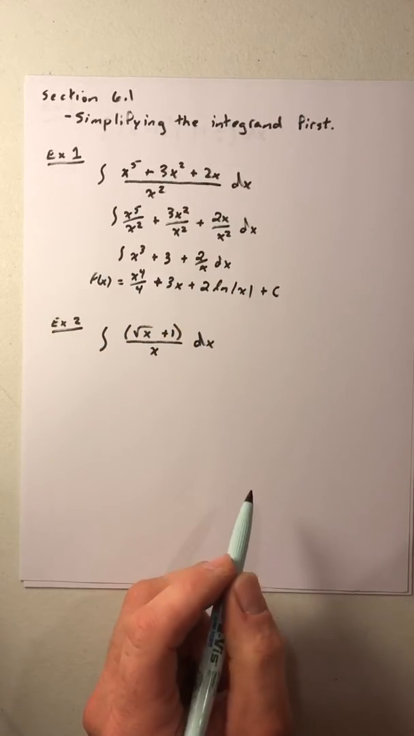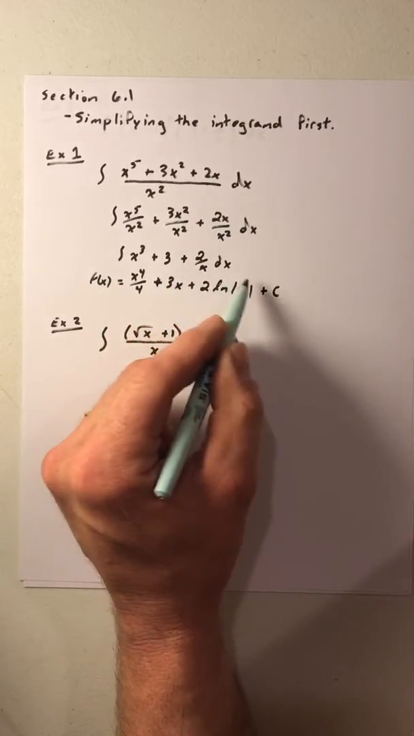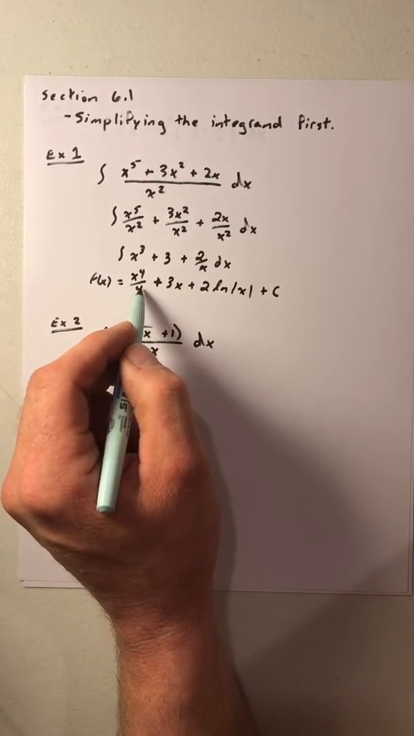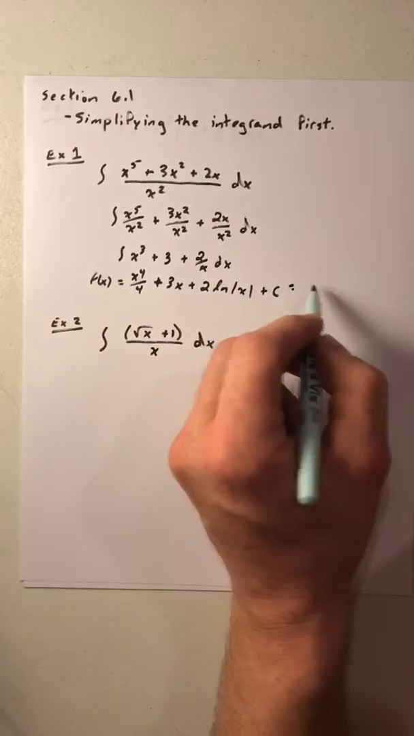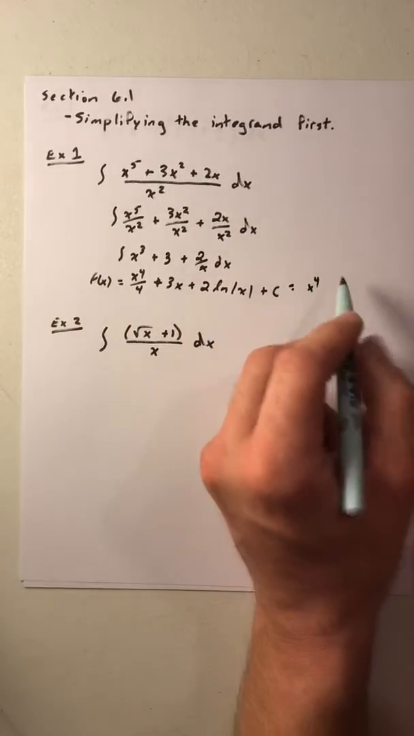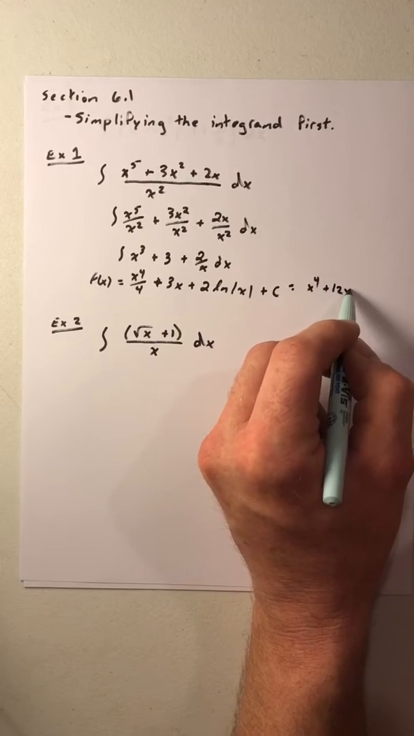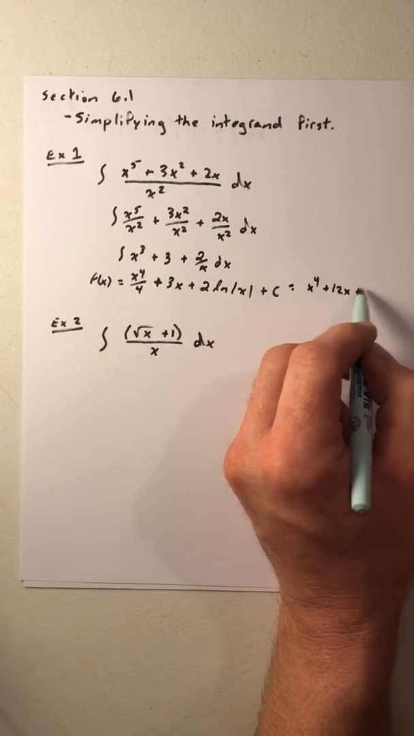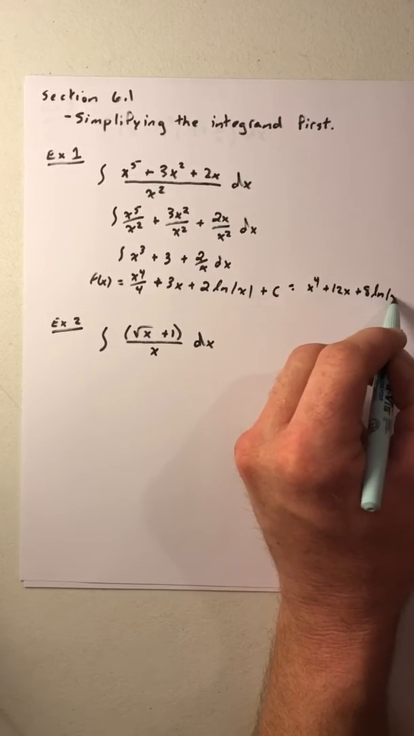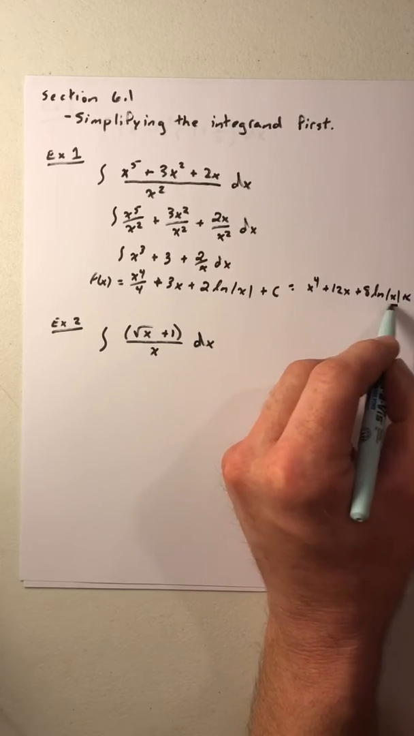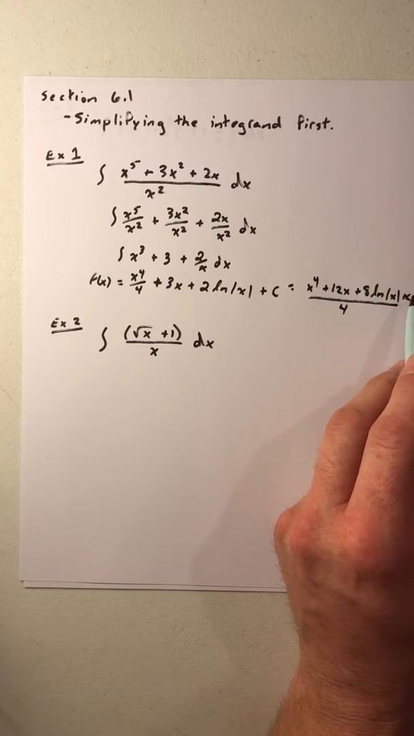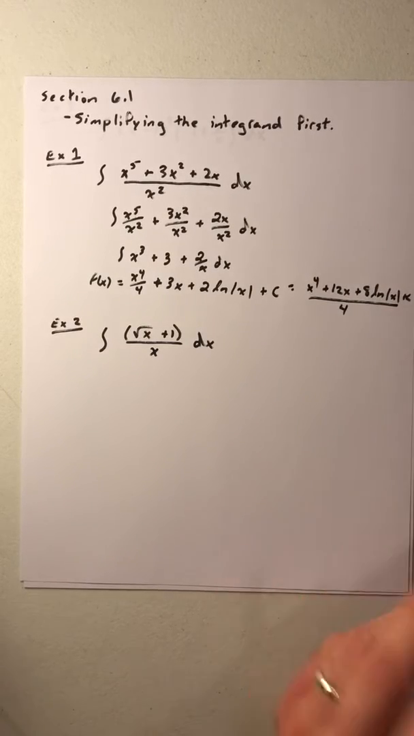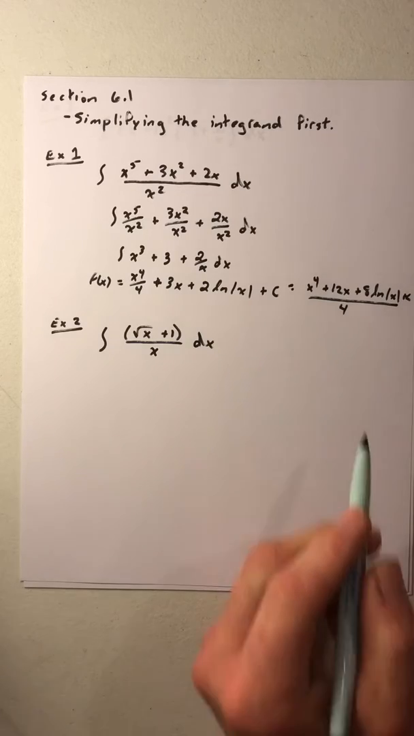A couple things that we can do with this. We can find a common denominator, which would be 4. So we get x to the fourth plus 12x plus 8 natural log of the absolute value of x, plus c, over 4. Notice again, I put that plus c out at the end all by itself because it's a constant and we really don't know what that constant is.